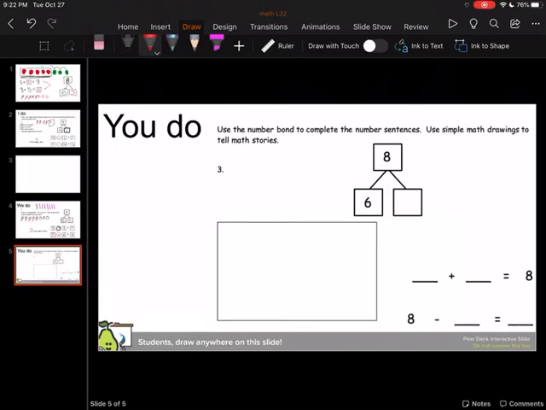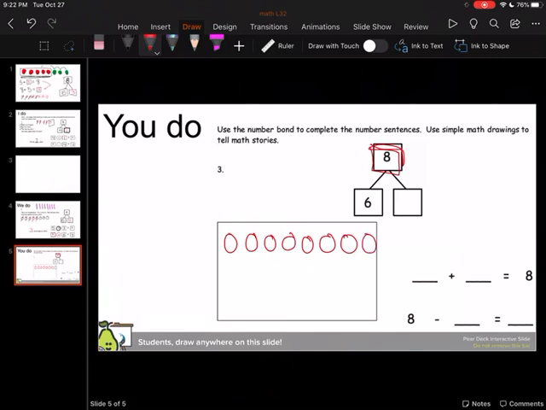So here's an example of what I mean when I say you're going to come up with your own problem. Here it says, use the number bond to complete the number sentences. Use simple math drawings to tell math stories. Okay. So they gave us 8 as our total, and we know that because it's in that top box. So I'm just going to go ahead and draw 8 circles. 1, 2, 3, 4, 5, 6, 7, 8.